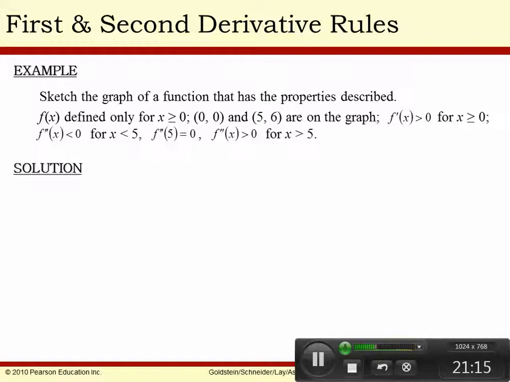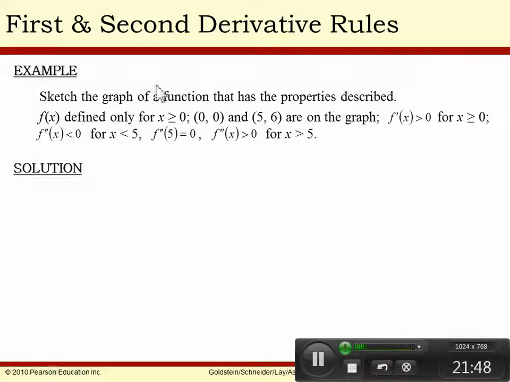Sketch the graph of a function that has the properties described. Okay? So what we want here is f of x is only defined for x greater than 0. We have the points (0, 0) and (5, 6) on the graph. f prime of x is greater than 0. Okay, so we see all the conditions.